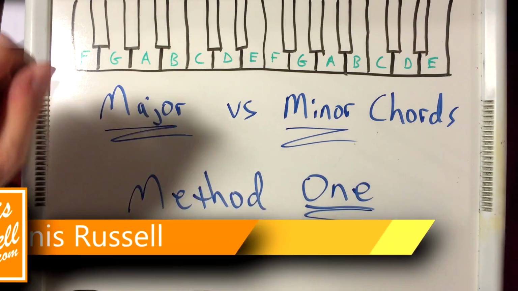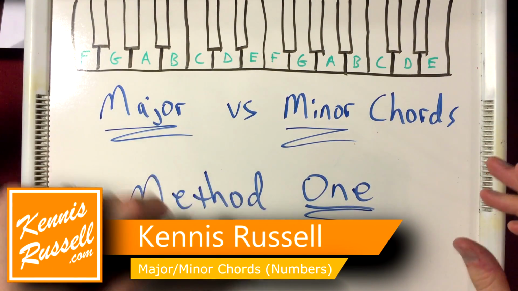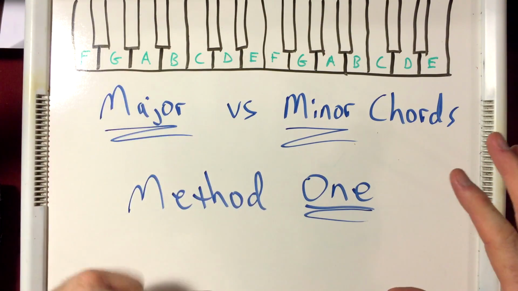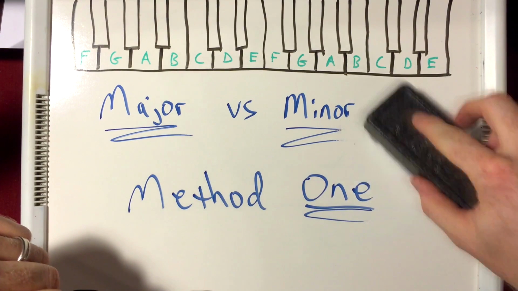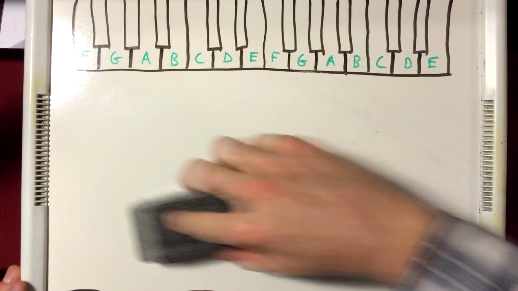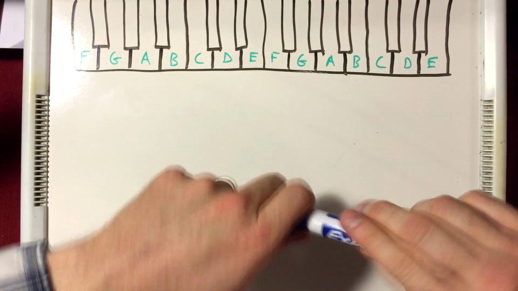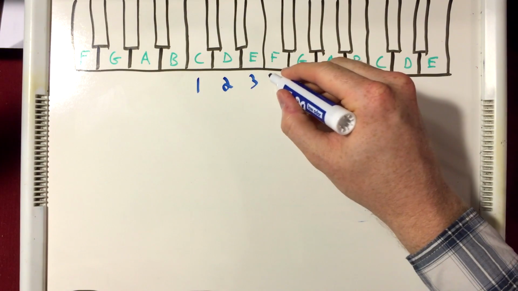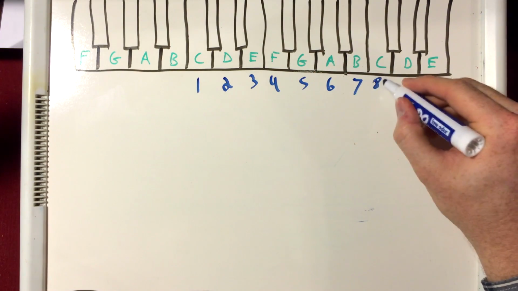All right, we're going to talk about major versus minor chords, and there's two methods that I teach on how to do this, and I'm going to teach the first method here using the numbers. If you've watched any of my videos on YouTube for music theory, you may have come across thinking in numbers. Basically, we're going to use the C major scale. So if you're thinking numbers, you have 1, 2, 3, 4, 5, 6, 7, and then 8 or 1.